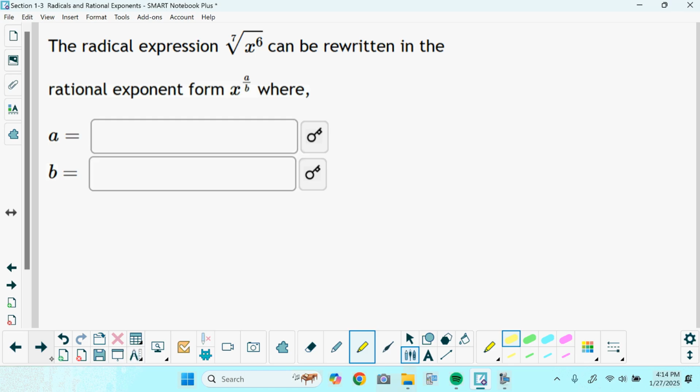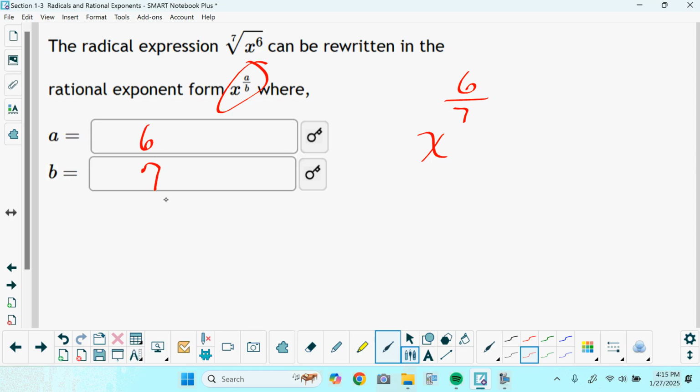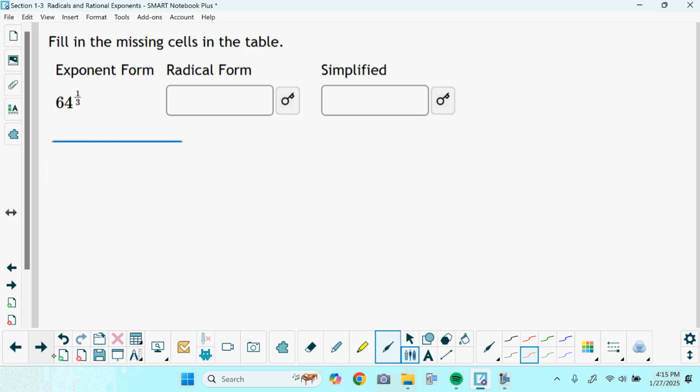Now, for the radical expression, rewrite it in exponent form. So we can take a radical and rewrite it in the form of a rational exponent. The root is a 7, and the power there is a 6, so that's x to the 6 over 7. So in this form, a would be 6 and b would be 7. All right, let's look at another one.